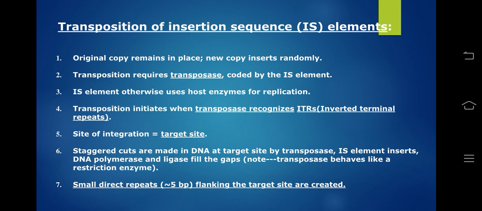Transposition initiates when transposases recognize ITRs, or inverted terminal repeats. The site of integration is the target site. Staggered cuts are made in the DNA at the target site by transposase. The IS element inserts. DNA polymerase and ligase fill the gaps. Transposase behaves like a restriction enzyme. Small direct repeats, 5 base pairs, flanking the target site are created.